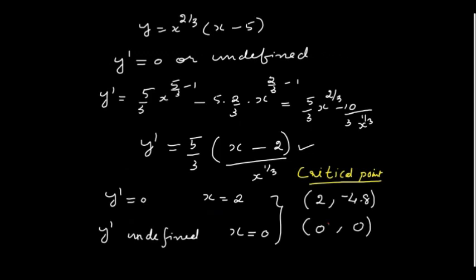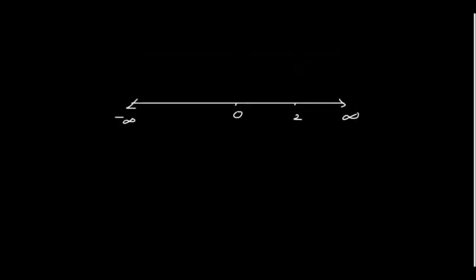We have two critical points here, (0, 0) and (2, minus 4.8). So let us mark these two values on the x-axis. Here on the axis I'm going to mark 0 and 2. This is minus infinity, this is plus infinity. So we have these intervals. In these intervals we have to check whether the curve is rising or falling.